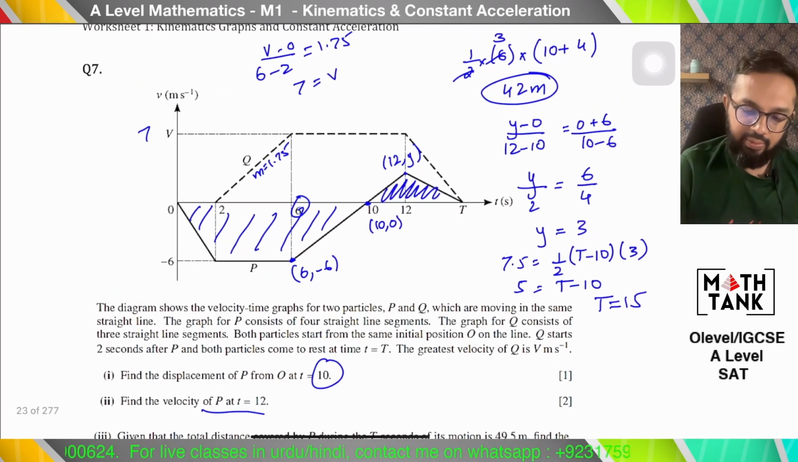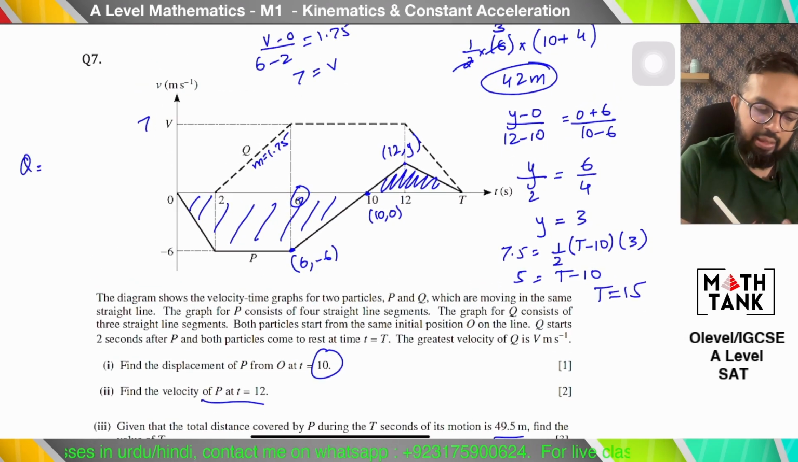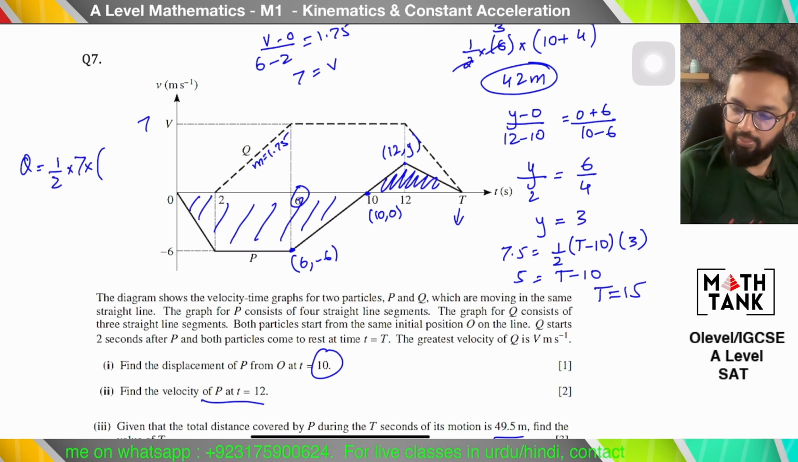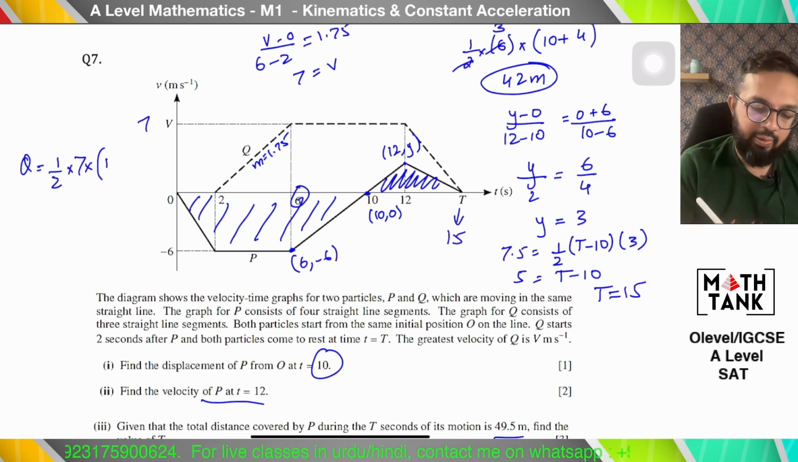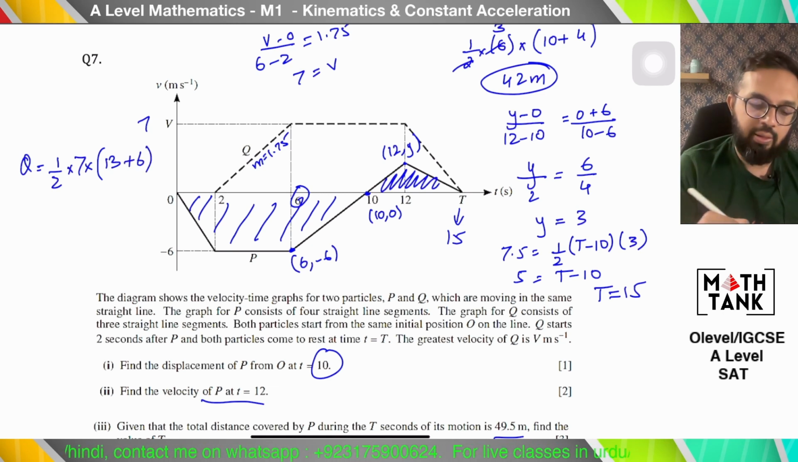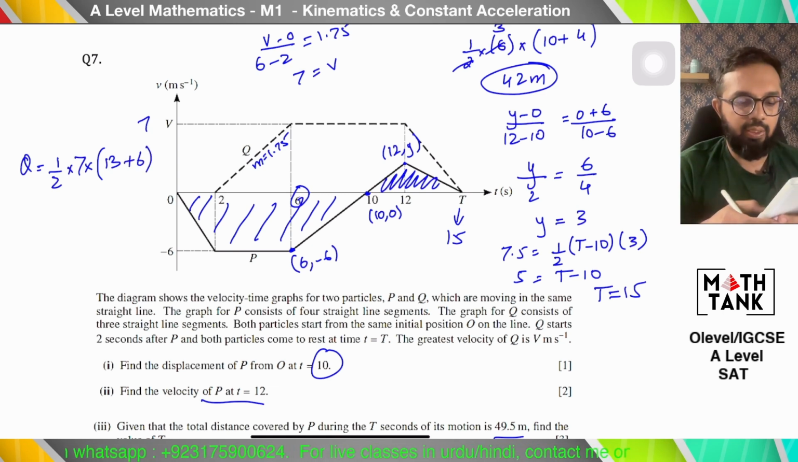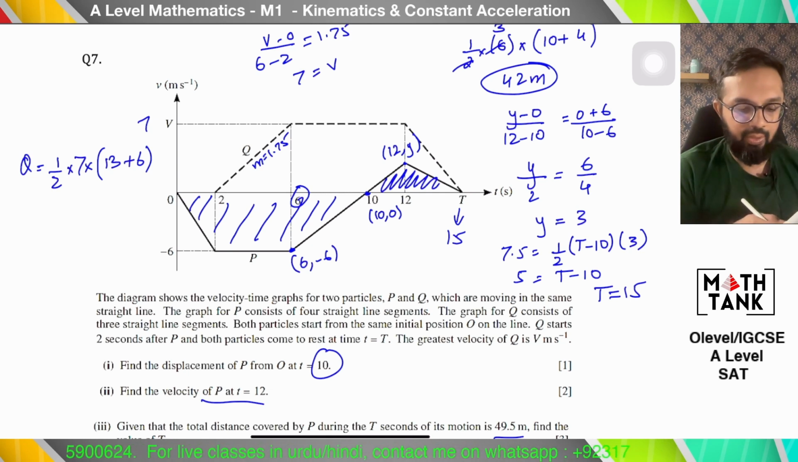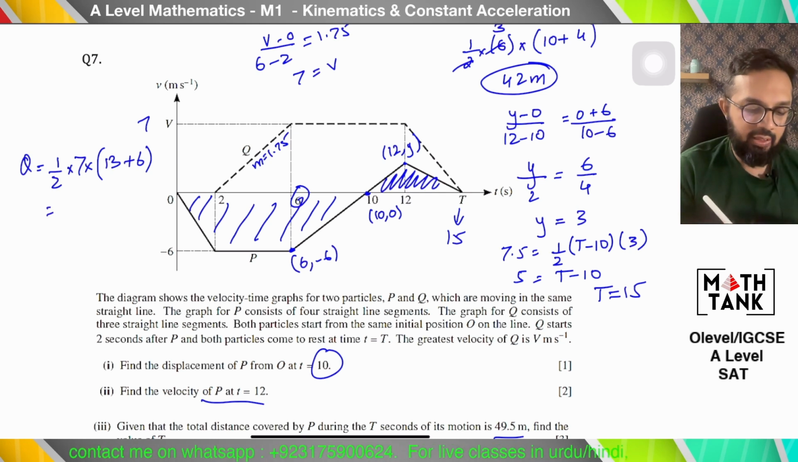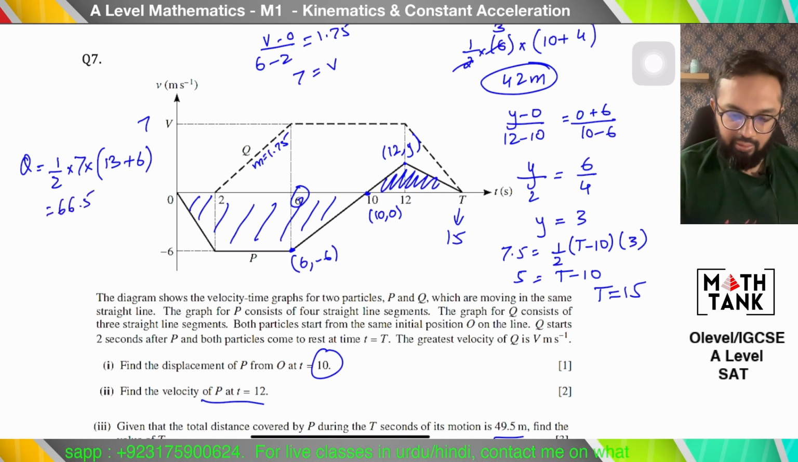So I can then say that the distance that Q has covered is half height into sum of parallel sides. Parallel sides are, this T came out to be 15, so the parallel sides are 13 and 6. So it's 13 plus 6 into 7 divided by 2, 66.5.